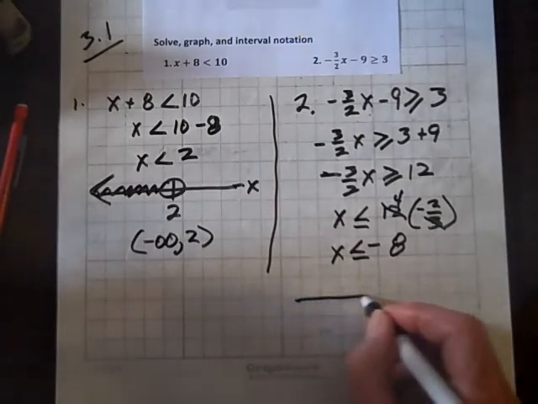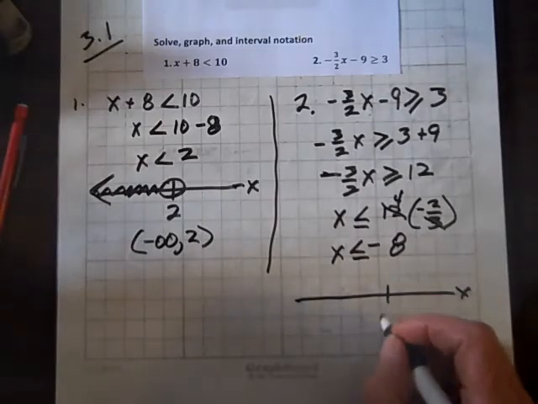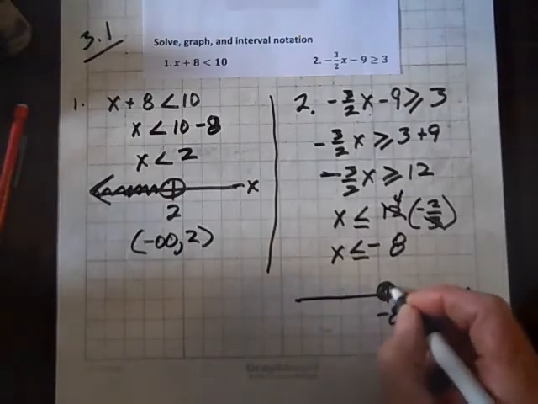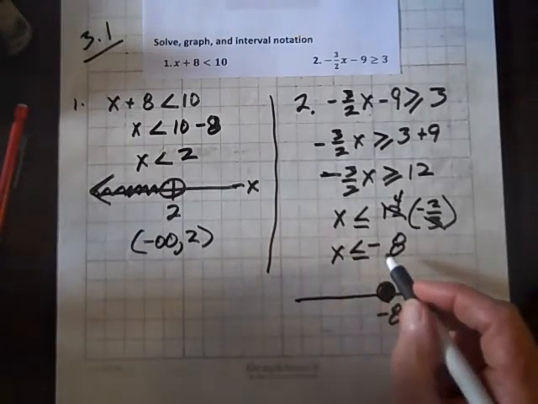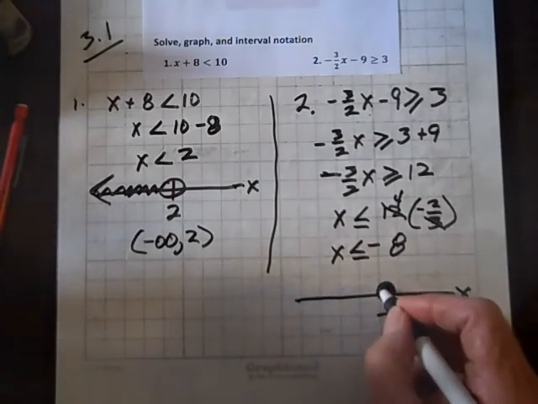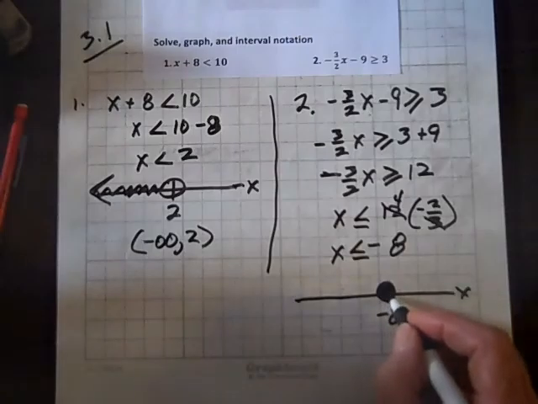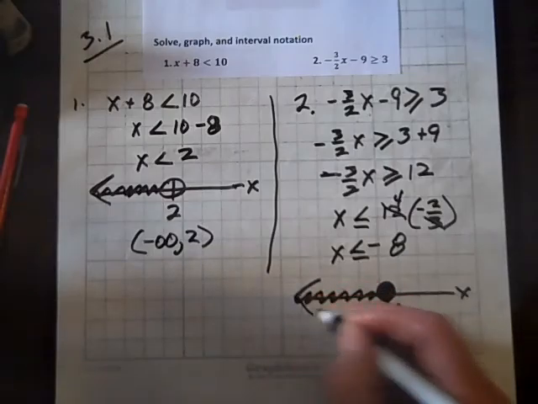So now we'll graph, and here's our hash mark at negative 8. And now we'll put a solid circle here, because if we put negative 8 in for x, that satisfies the inequality. So x can not only be any value less than negative 8, it can also be negative 8. And we'll shade everything to the left.